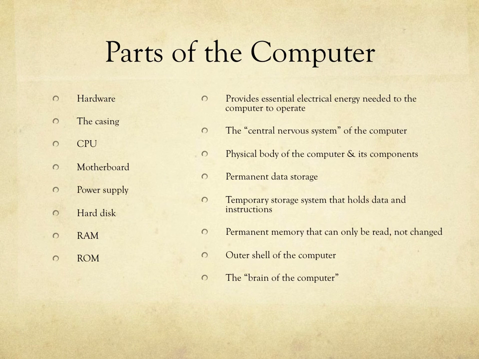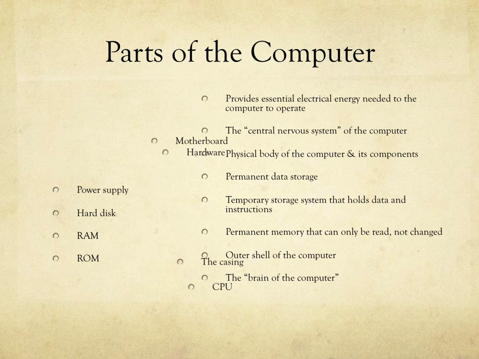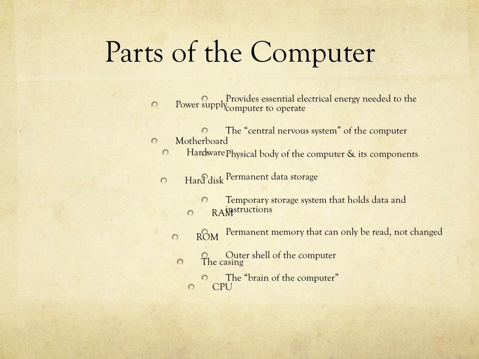You should all be familiar with different parts of the computer, including hardware, which is the physical body of the computer and its components. The casing is the outer shell of the computer, the CPU is the brain of the computer, and the motherboard is the central nervous system of the computer. Power supplies provide essential electrical energy needed for the computer to operate. Hard disk is the permanent data storage. RAM is the temporary storage that holds data and instructions. And ROM is the permanent memory that can only be read and not changed.